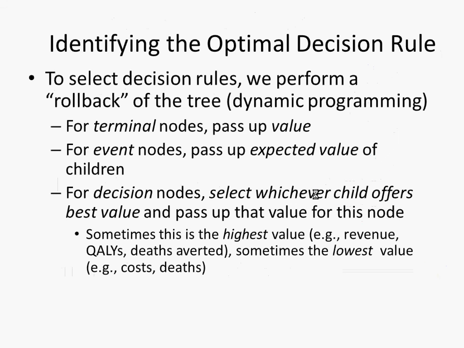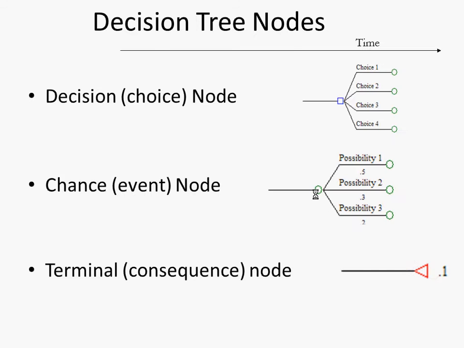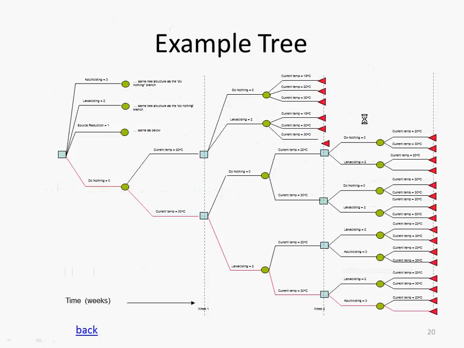So in short, ladies and gentlemen, when we're performing this rollback, there are 3 simple rules. I expect you to know this. I expect you to be able to do this in the final exam. If we have a terminal node, the value is given to us. We don't have to fiddle with it in any way. If we have an event node, we pass up the expected value of the children. Remember, we're doing it from the bottom up, so we always have computed the values for the children first, so by the time we get to an event node, we can take the expected values of these.